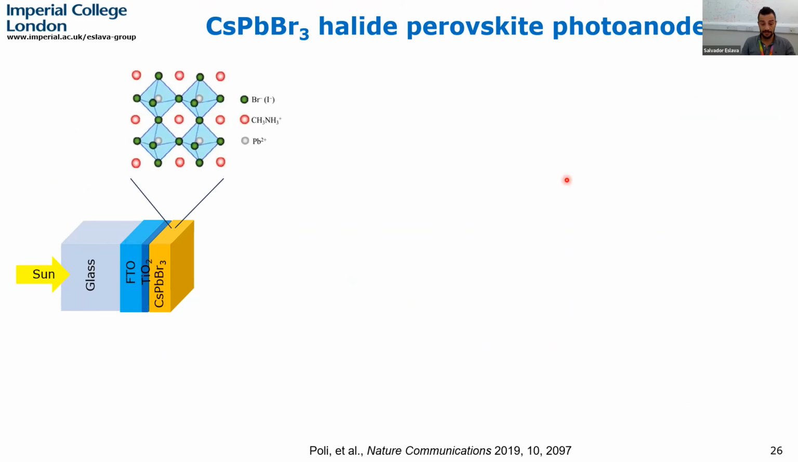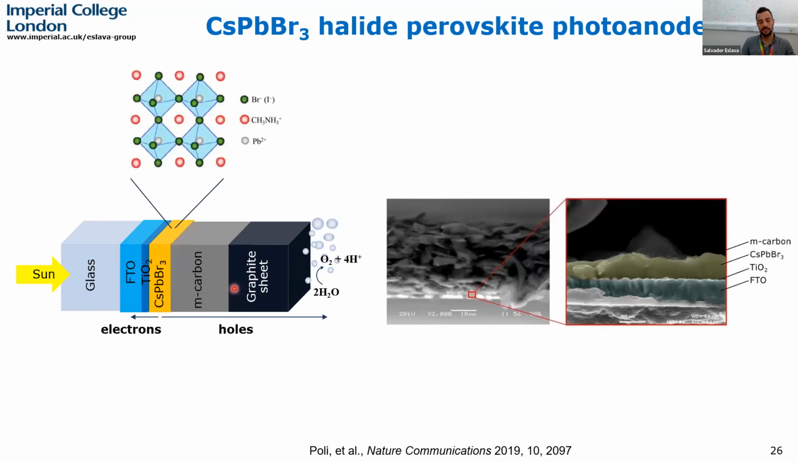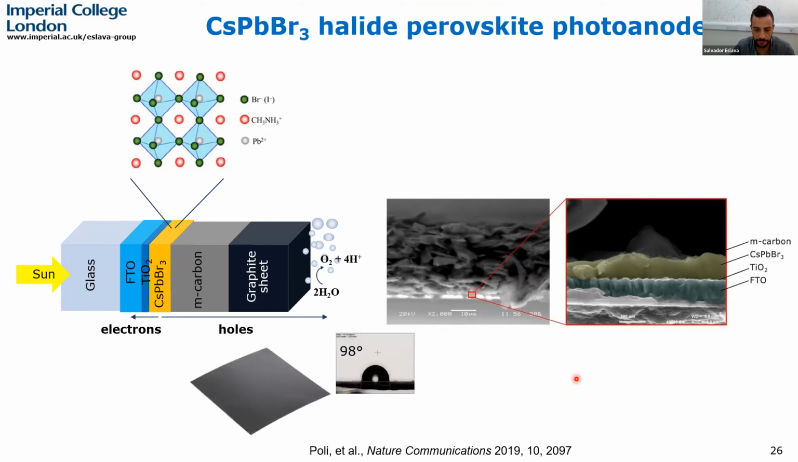But still, it's not stable enough. You can heat it up to 400 degrees, but you still cannot put it in water. If you prepare films of cesium lead bromide on top of titanium, FTO, and glass, and you put this in water, it'll take a matter of seconds to dissolve. But we found that we can add carbon layers consisting of mesoporous carbon and graphite, and this way protect the halide perovskite from degradation in liquid water. And this is because these carbon layers are hydrophobic, but they still transport the charges.